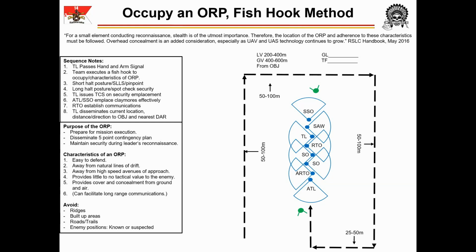Once claymores are in place and communications are established, the team leader disseminates the team's current location and the distance and direction to the objective, as well as the distance and direction to the DAR, or designated area of recovery, in accordance with the op order. Once information is disseminated, the ORP is considered established and the RTO calls the OPSCED.